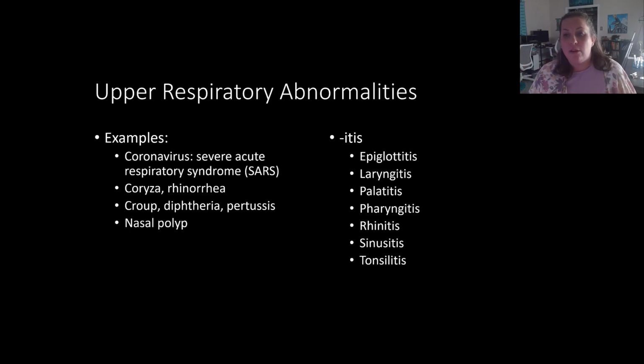And then you can also have a nasal polyp, where you have these little growths happening in the nose. Now, when we're looking at SARS or croup, diphtheria, and pertussis, some of these are actually reportable to the CDC, whereas others don't have to be. Sometimes things need to be reported in order for us to do an epidemiological study.